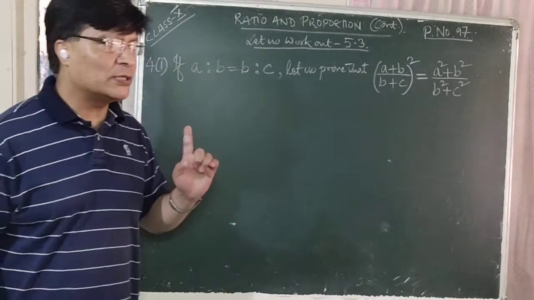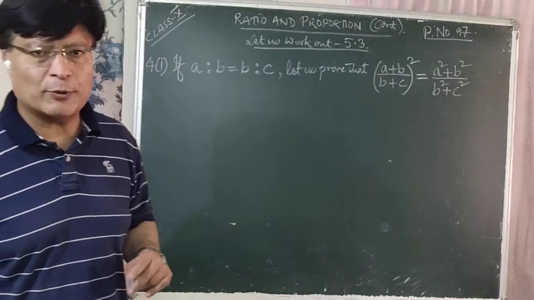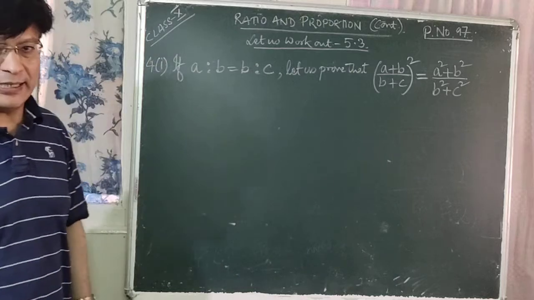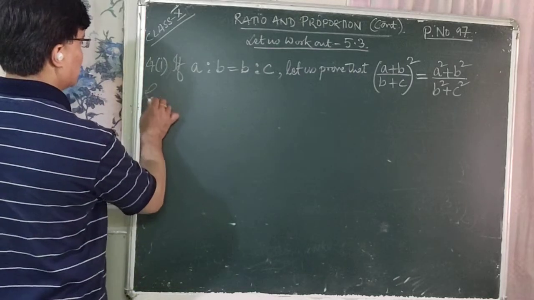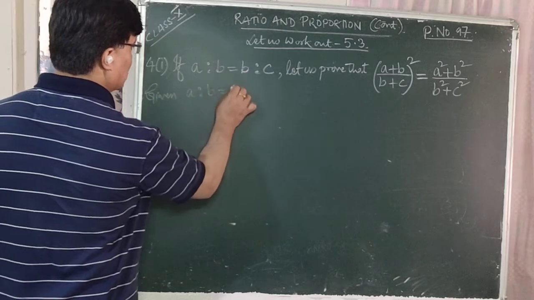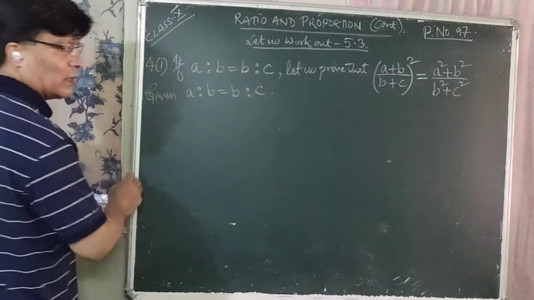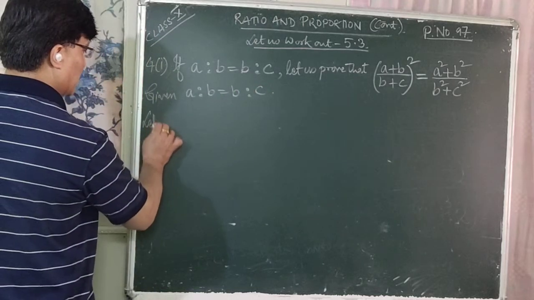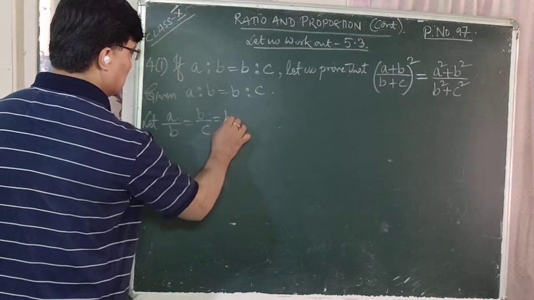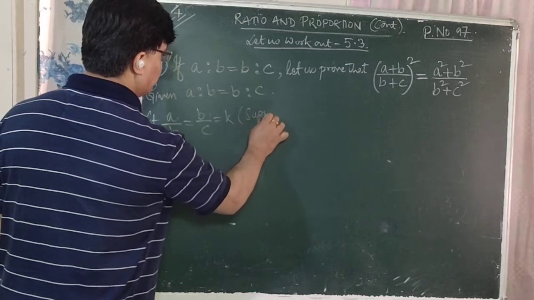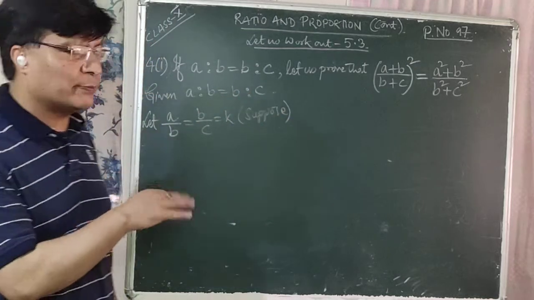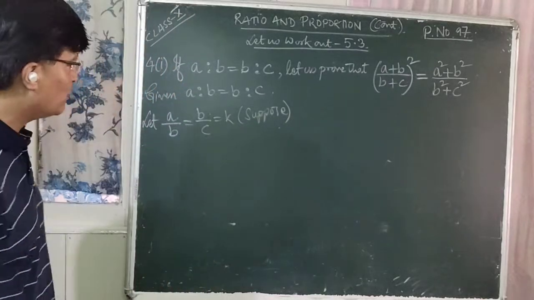If A, B, C are in continued proportion, we can write that A is to B is equal to B is to C. Okay, so now let us write down the given part. What is given? A is to B is equal to B is to C. So you can write it in terms of fraction now. Let A upon B is equal to B upon C is equal to K, suppose. Since B is repeated twice, A, B, C are in continued proportion.